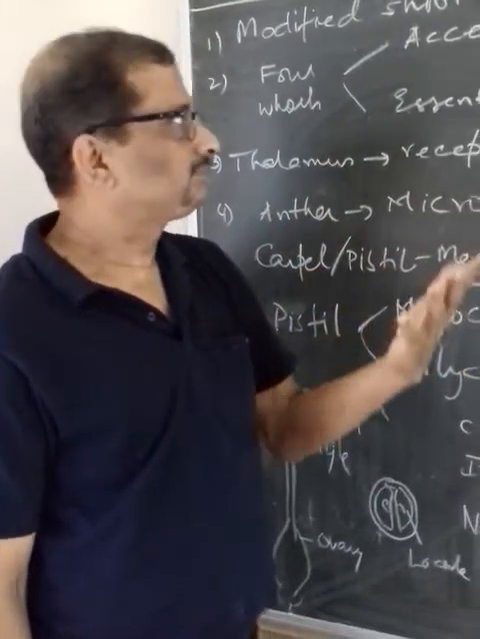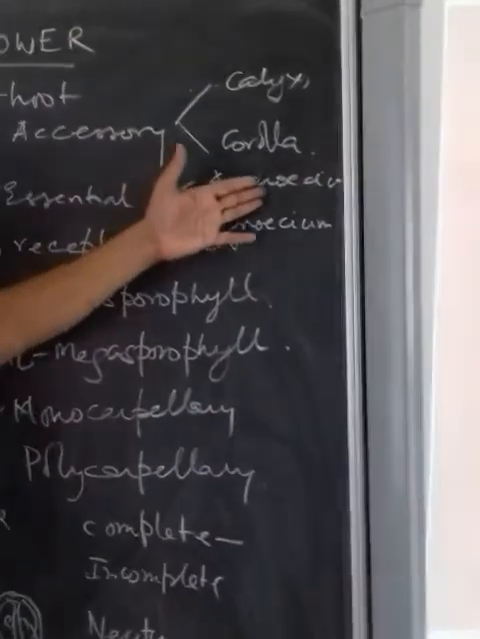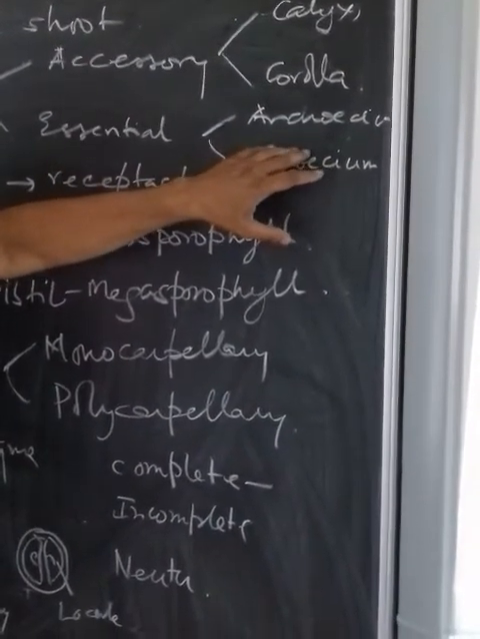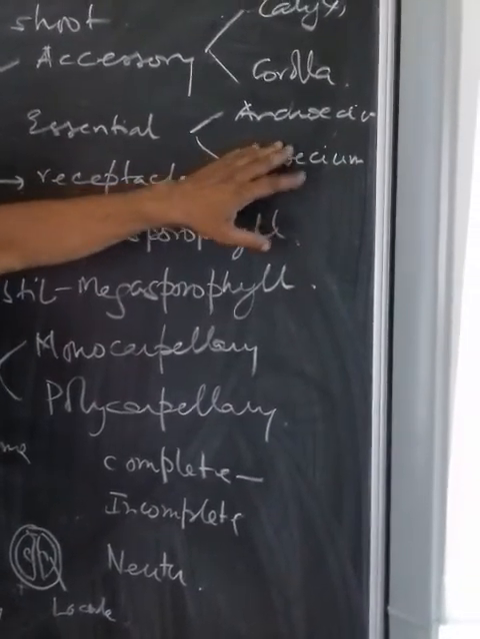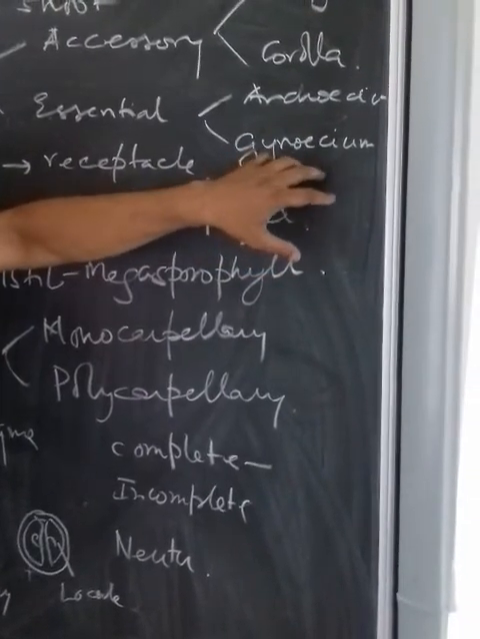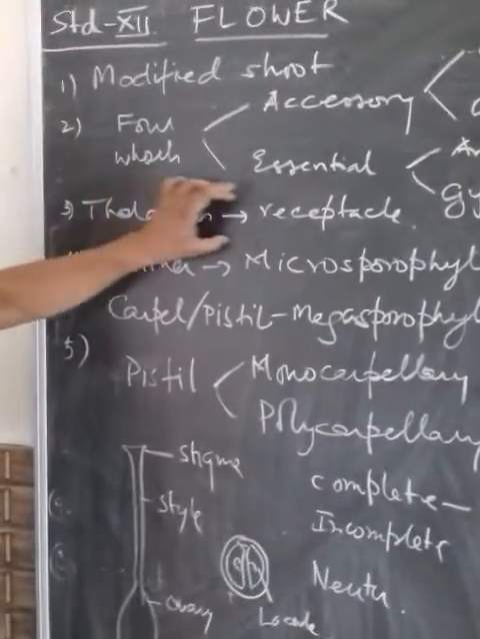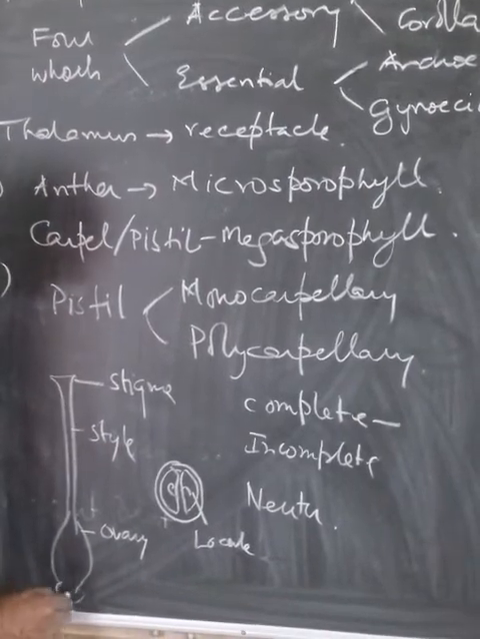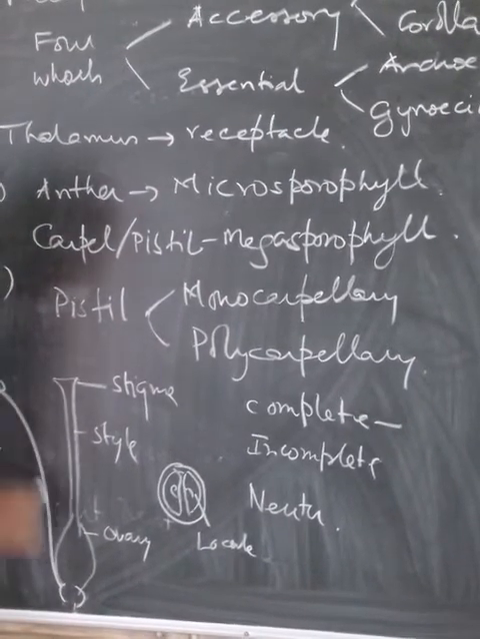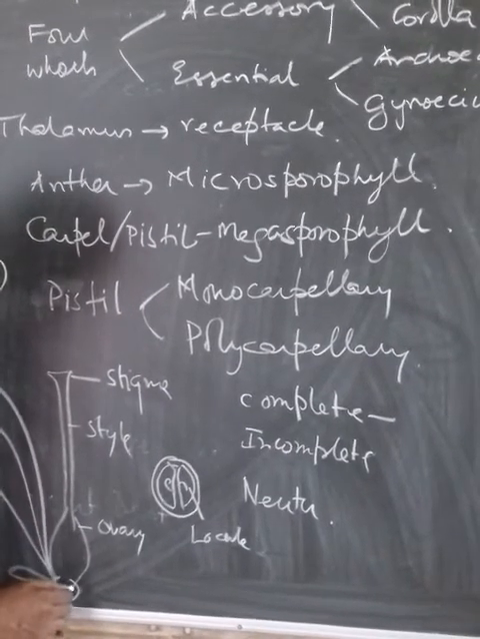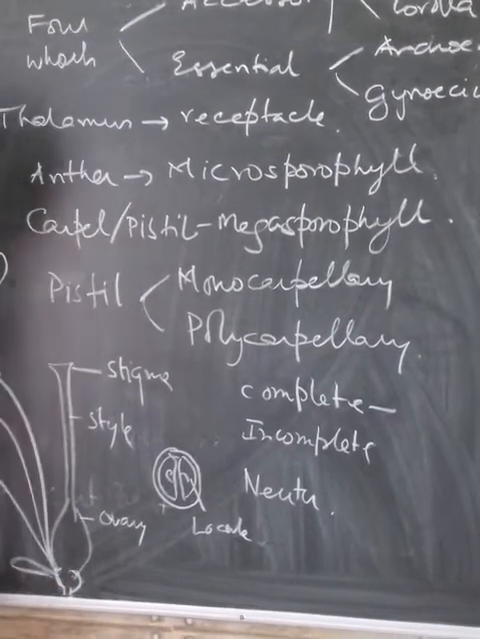Now, in the essential whorls, you have the androecium and the gynoecium. Androecium usually refers to the stamen or the male reproductive organ of the plant, and gynoecium is the female reproductive part of the plant, which is also known as the pistil. All these are held by the thalamus or the receptacle. You can see here, suppose this is the ovary, and the androecium, the gynoecium, the petals and the sepals are held here by a receptacle or the thalamus.